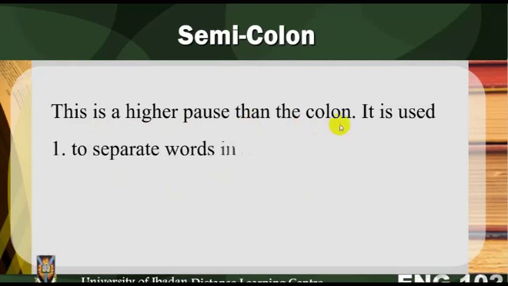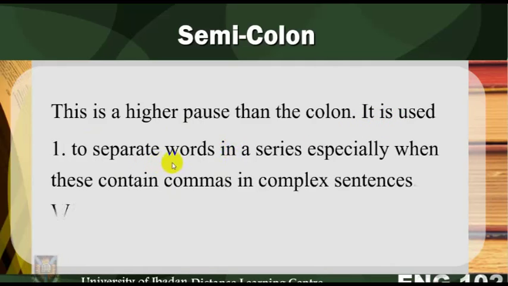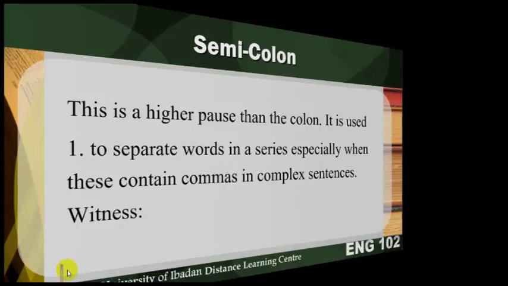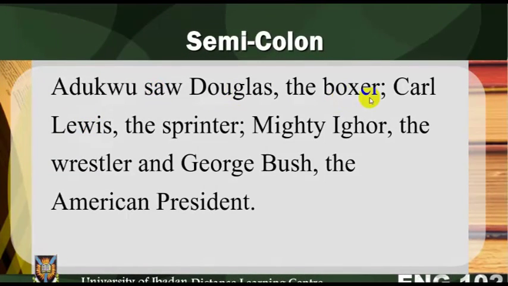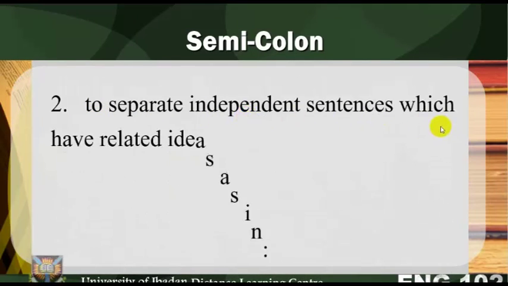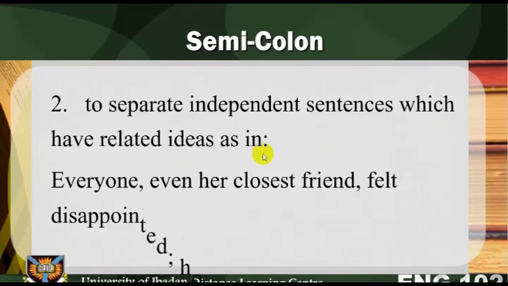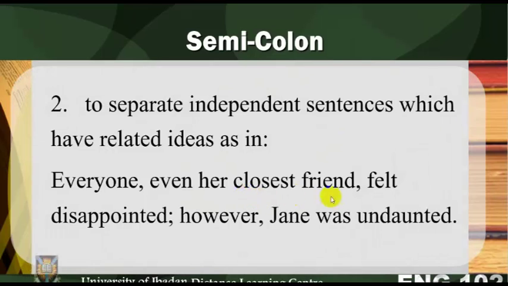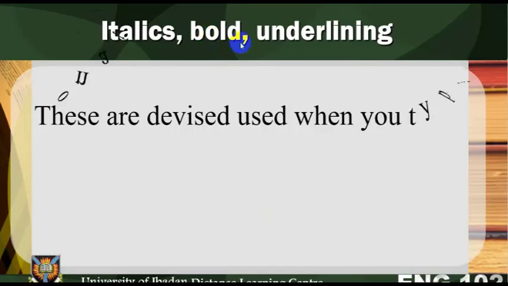Semicolon. This is a higher pause than the colon. It is used 1. To separate words in a series, especially when those contain commas in complex sentences. Witness: Aduku saw Douglas the boxer, Carl Lewis the sprinter, Mighty Eagle the wrestler, and George Bush the American president. 2. To separate independent sentences which have related ideas, as in, Everyone, even her closest friend, felt disappointed; however, Jane was undaunted.